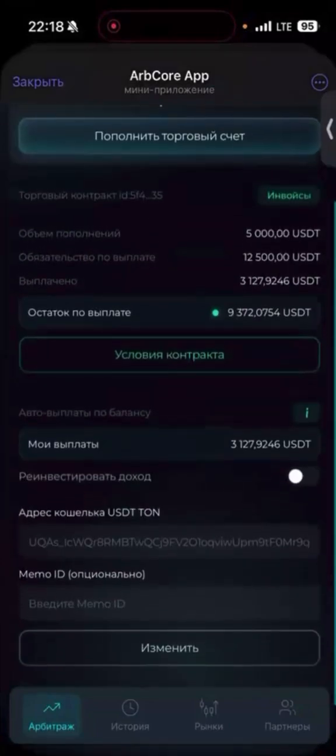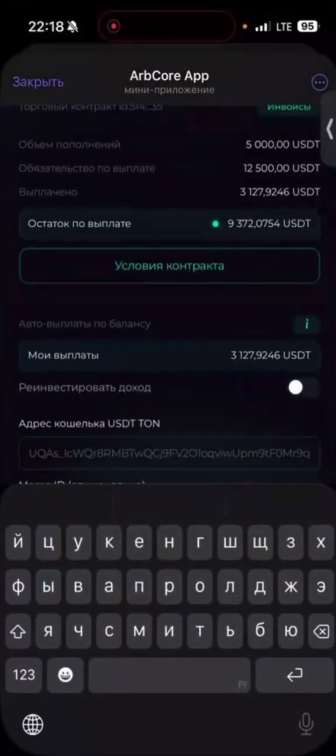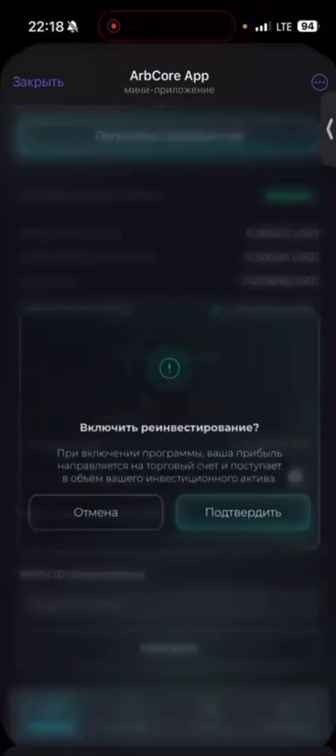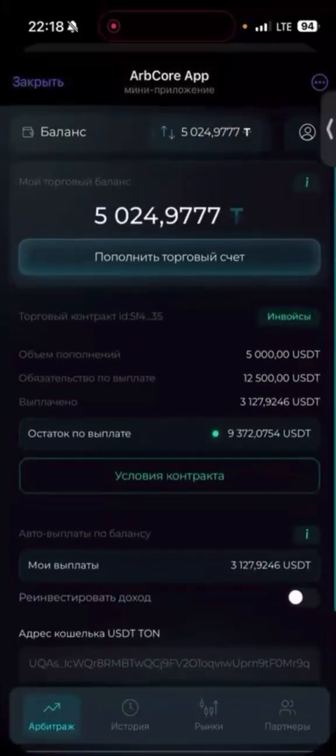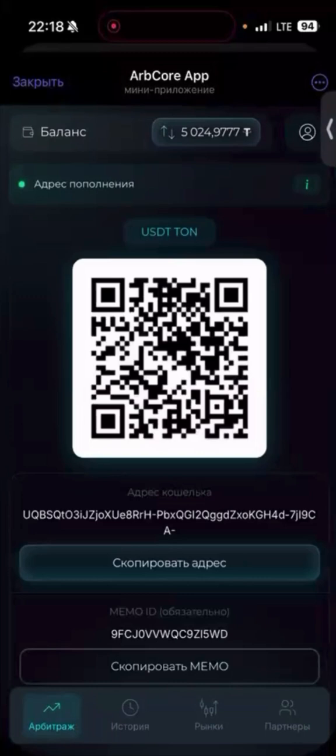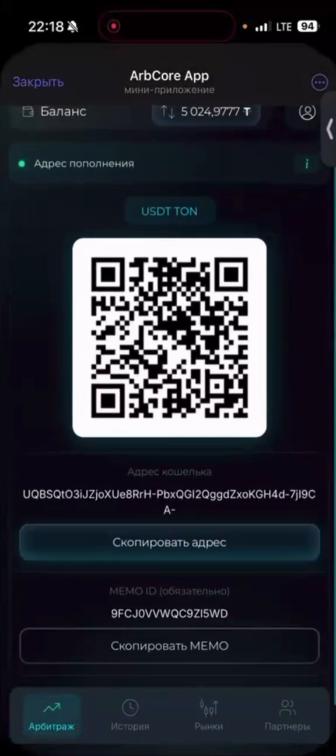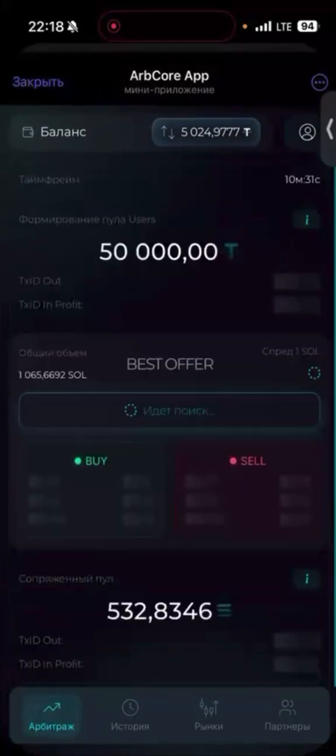I always suggest that you initially link your UST ID TON address here. I recommend using either ToneSpace or ToneKeeper, that is, any decentralized wallet. And after that you click on Top Up Your Trading Account, and as you see the contract, that is where we should send the money. This is 9SA, that is what I showed you. Copy the address, copy the memo, top up. And final.